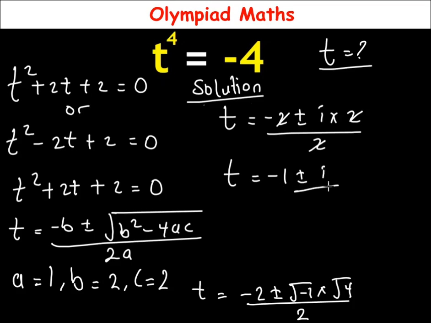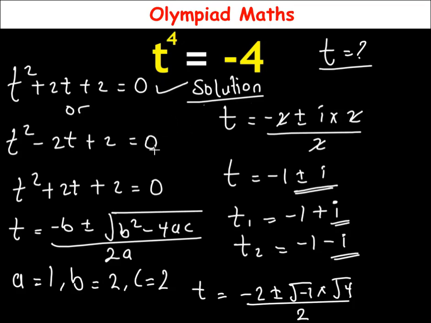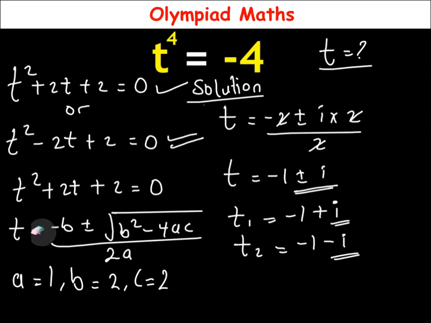Okay, so I've gotten the value of t. So t1 is equal to minus 1 plus i, and t2 is equal to minus 1 minus i. So we've gotten the value of t from this first equation, right? Let's then get the value of t from this second equation, okay?